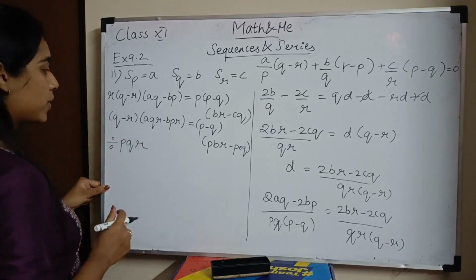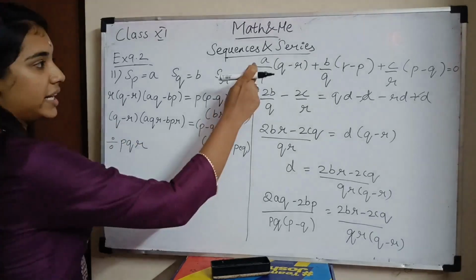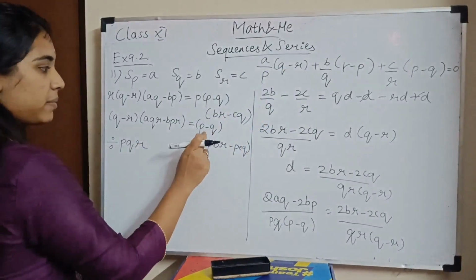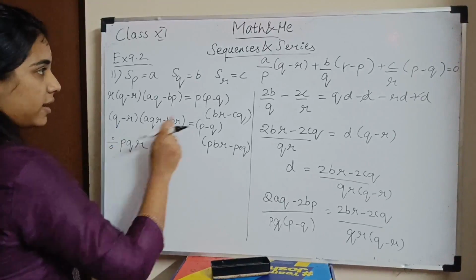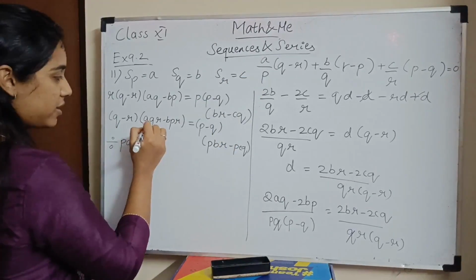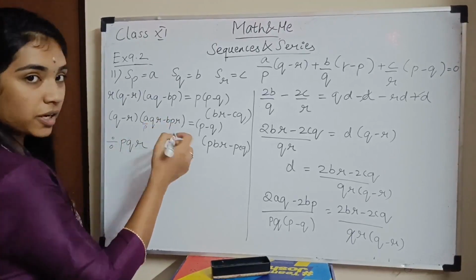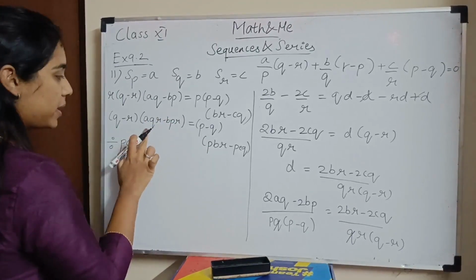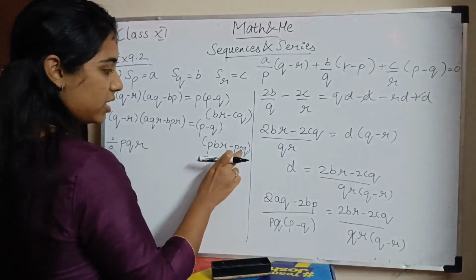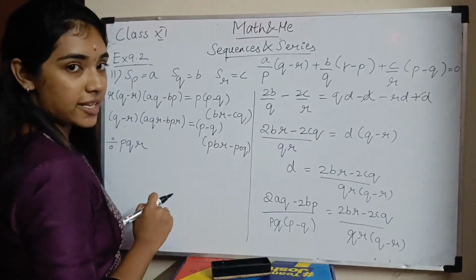Why am I going to do that? I have Q minus R. I need A by P. Do you see what you need in the question? Q minus R is there, P minus Q is there. So with Q minus R, I need A divided by P. So in order to get divided by P here, I need to divide this whole thing by PQR so that the QR and QR will go off and I'll be left with P. Similarly, here I have P minus Q. I need C by R, so I need the P and Q to get cancelled.